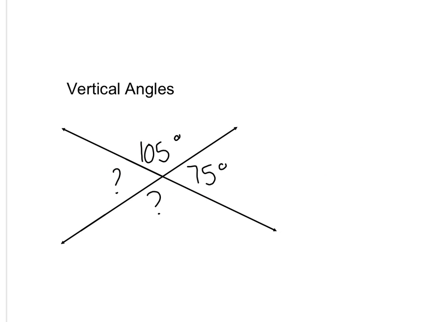Back to vertical angles. We said vertical angles are equal and they're across from each other. So this and this would be vertical. This one and this one would be vertical. So they're exactly the same. So my bottom one here would be 105 degrees and my other one would be 75 degrees.